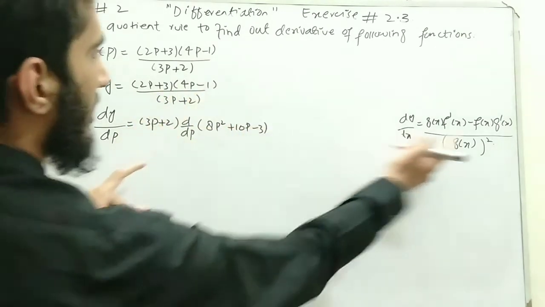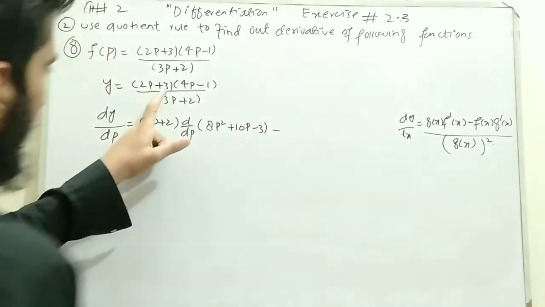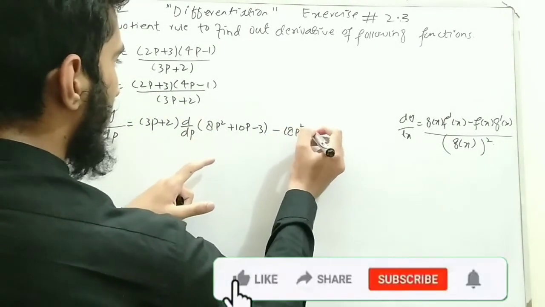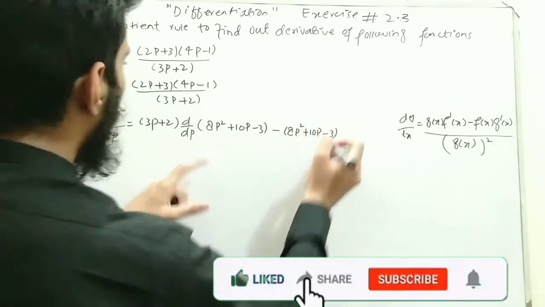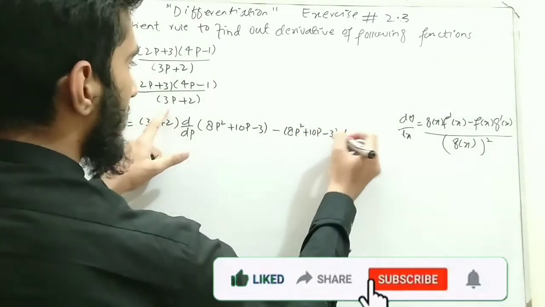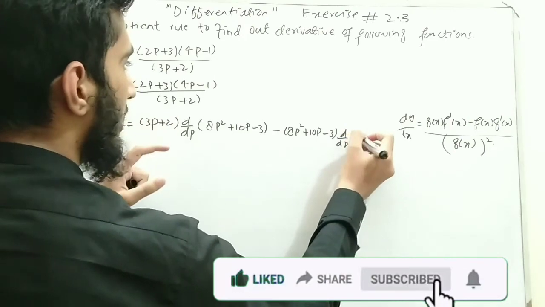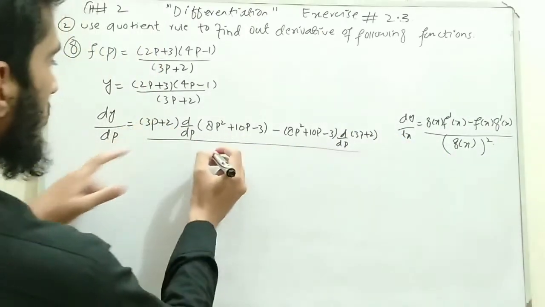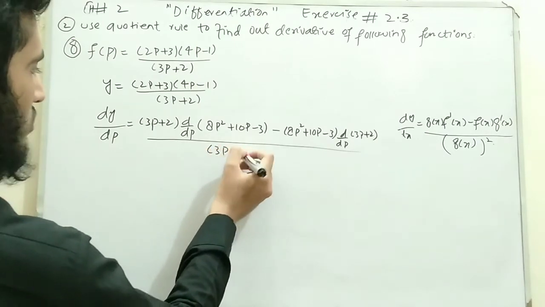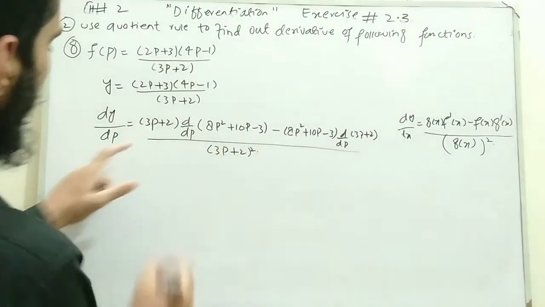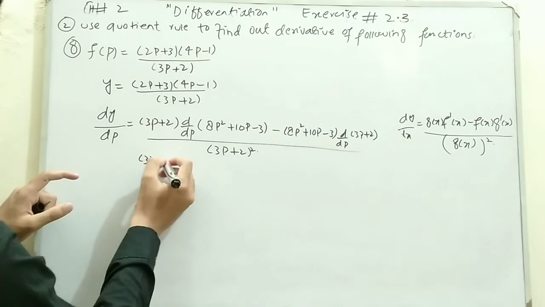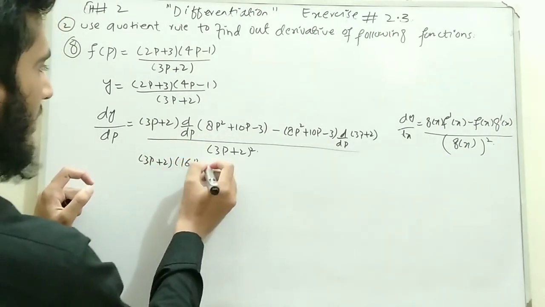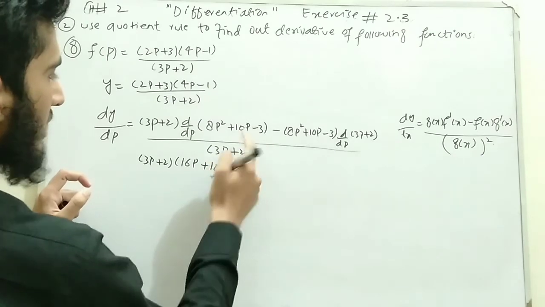Now after this, minus times of this function, so it is 8p square and plus 10p and minus 3, and the derivative of this function, d by dp of 3p and plus 2, and whole divided by second function whole square, so 3p and plus 2 whole square. Now after this 3p plus 2 multiply the derivative of 8p square is 16p, and the derivative of 10p is 10, just 10.